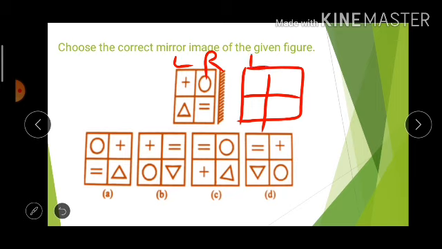In the right hand side of the real image, top, you can see a circle. When you walk from the mirror, the first image you can see is a circle. Therefore, the first image you will make in the left hand side is a circle.